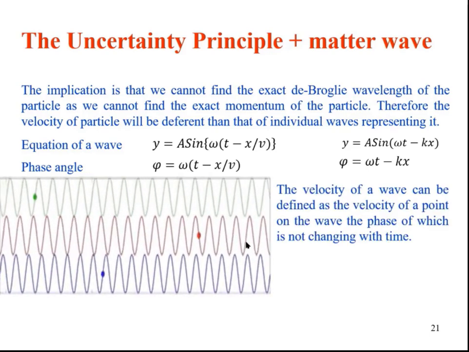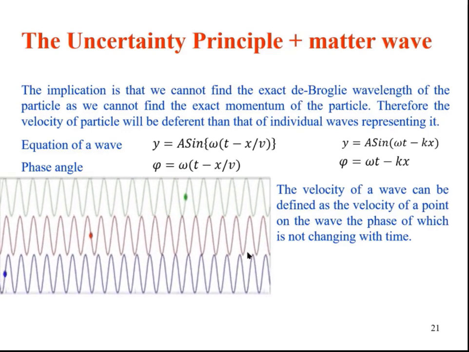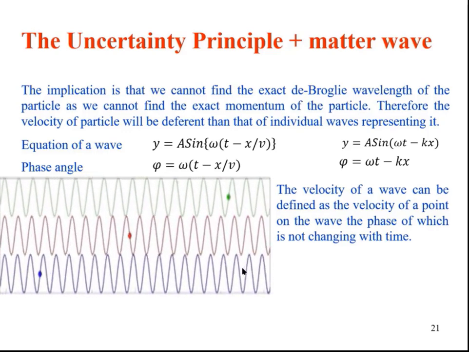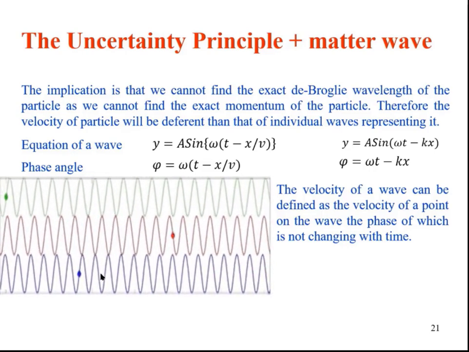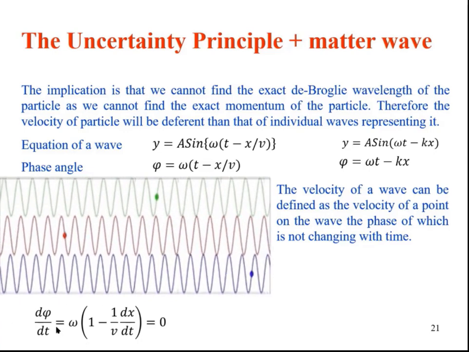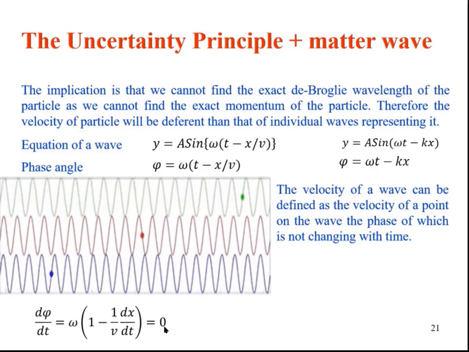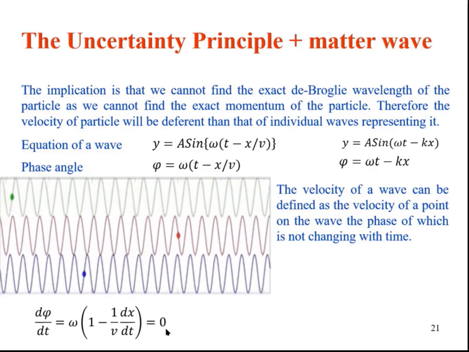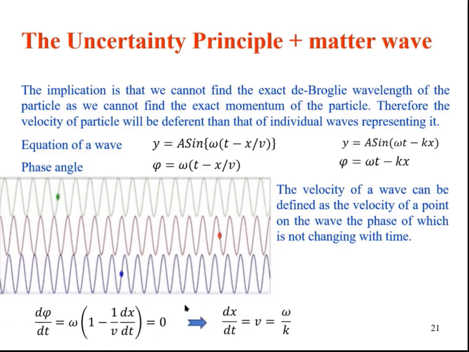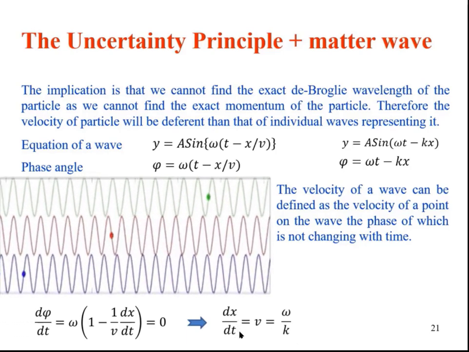The velocity of a wave can be defined as the velocity of a point on the wave whose phase is not changing with time. So if the phase is not changing with time, then the differentiation of the phase angle with respect to time should be 0. And this gives the velocity of the wave equal to v or ω/k. dx/dt is the velocity of the wave.